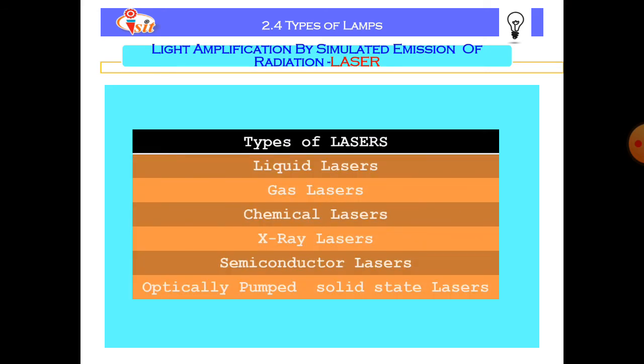Now it has various types, that is types of lasers. It is available in types like liquid lasers, next gas lasers, then chemical lasers, then X-ray lasers, then semiconductor lasers, and last one is optically pumped solid state lasers. So these are the types which are available for the laser, which are based on the state of the material.